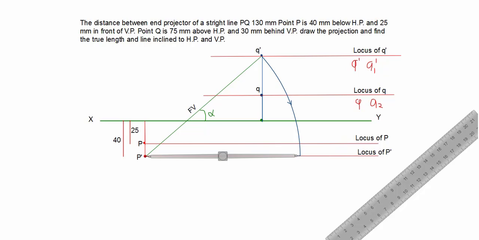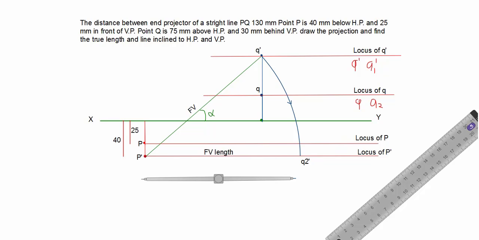Now here you can get your Q2 dash point, elevation point Q2 dash, and this line P dash Q dash is our front view length, and we know the front view length P dash Q2 dash parallel to XY line, its top view PQ2, is the line inclined to VP.